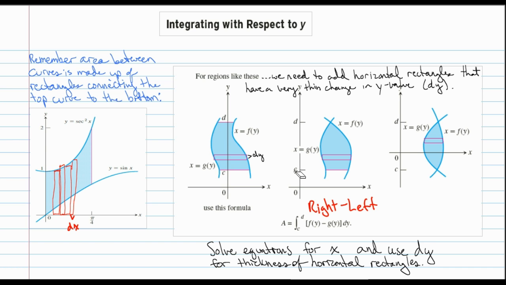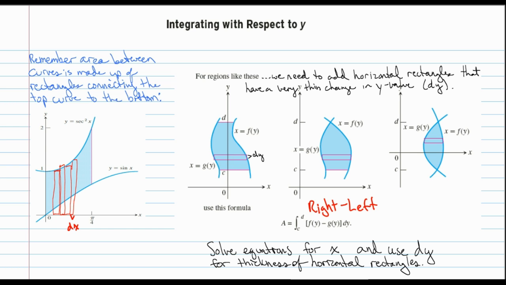So instead, we're going to make our rectangles horizontal. So their height is going to be the right curve minus the left curve this time, and then their thickness is going to be dy, a little teeny change in y on the y-axis. So their thickness is dy.